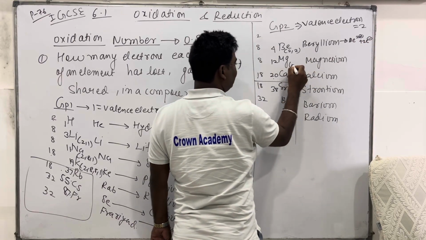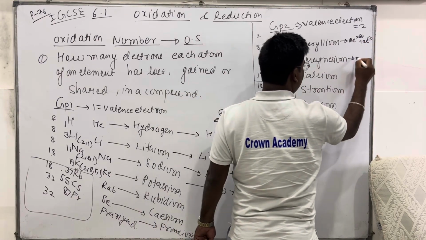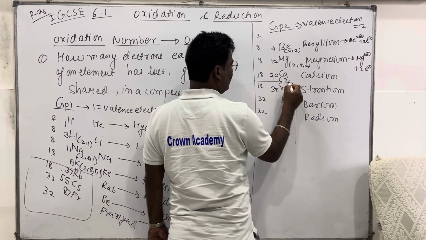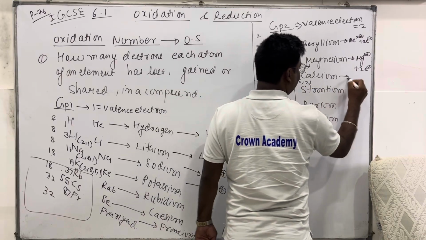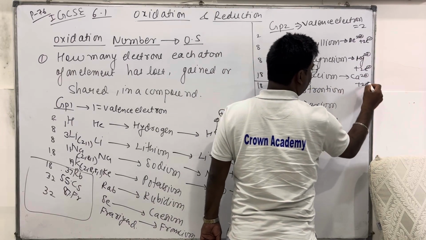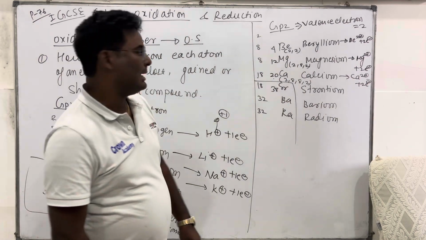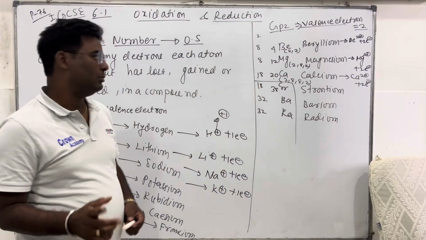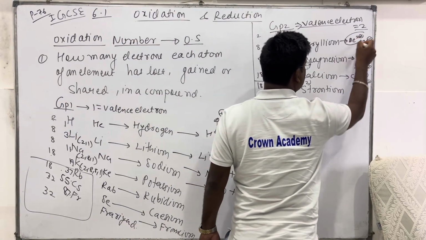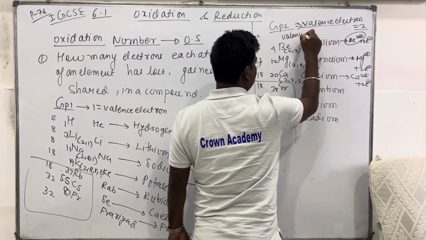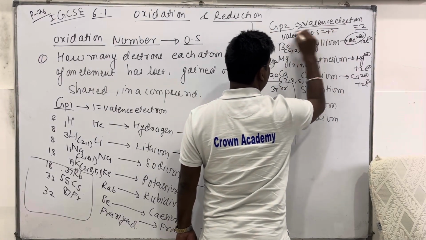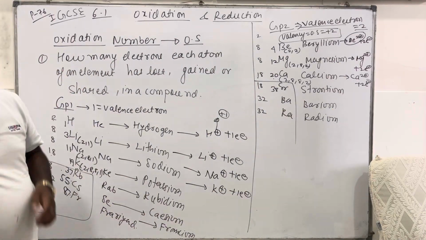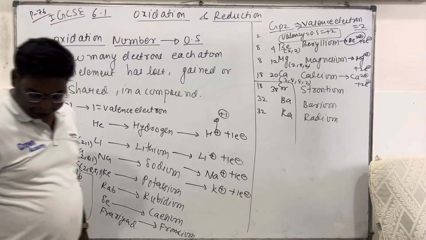Magnesium is 12, so it is 2,8,2. It will form Mg2 plus and 2 electrons are out. Calcium is 2,8,8,2. Yes. So it will lose the 2 electrons from the last orbit and form plus 2 of calcium. So valence electron of group 2 is 2 and valency is also 2. Valency is also called oxidation state. It is having plus 2 oxidation state in group 2. Understood? Write up to this point, then we will study next.